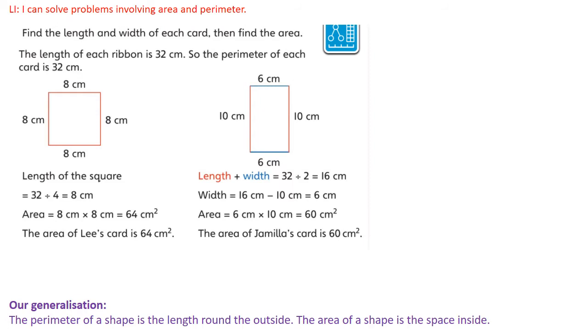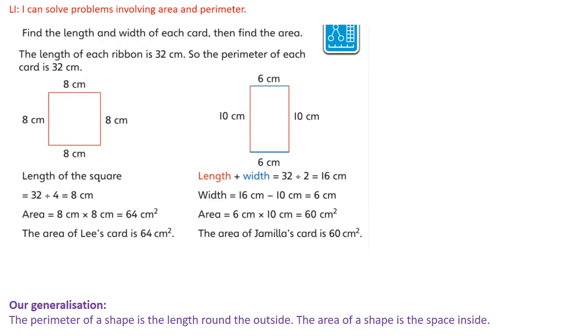We know that the length plus the width plus the length plus the width is 32 centimetres. So to find out what the length plus the width is, we're just going to divide that by 2, which gives us 16 centimetres. So if I know that the length is 10 centimetres and the length plus the width is 16 centimetres, I can do 16 take away 10, and I will find out that the width is 6 centimetres.